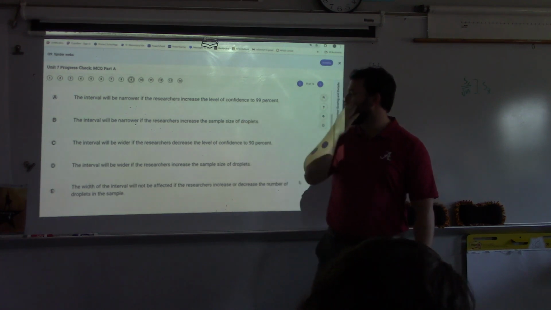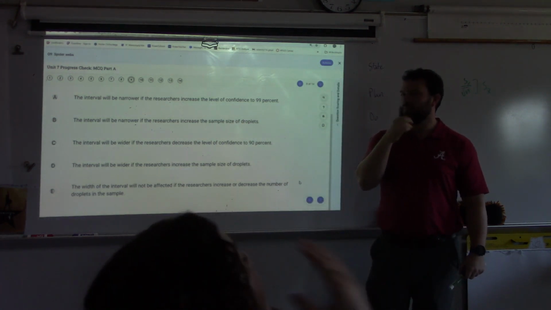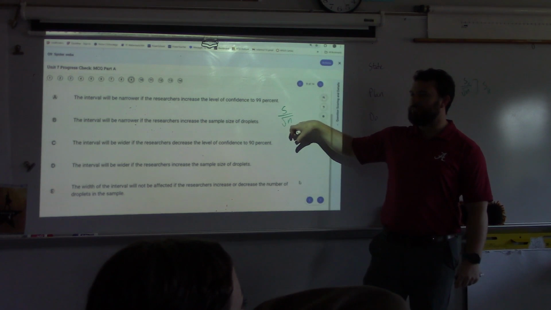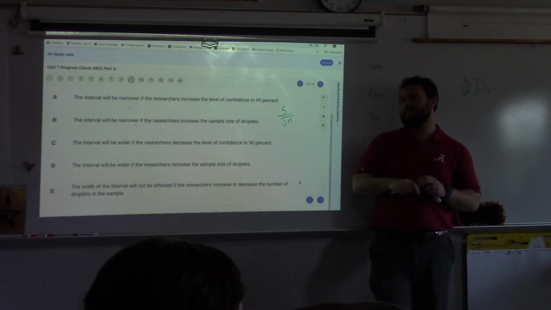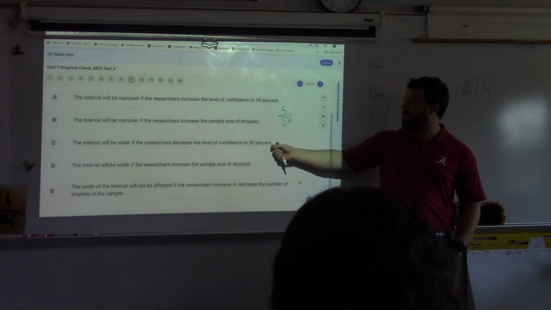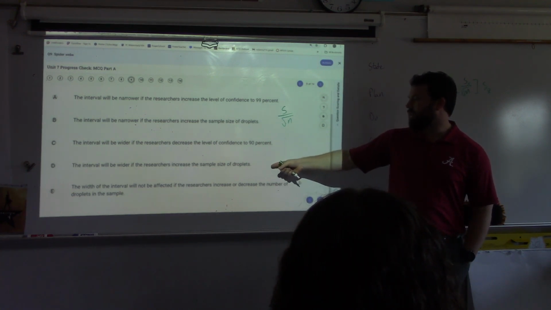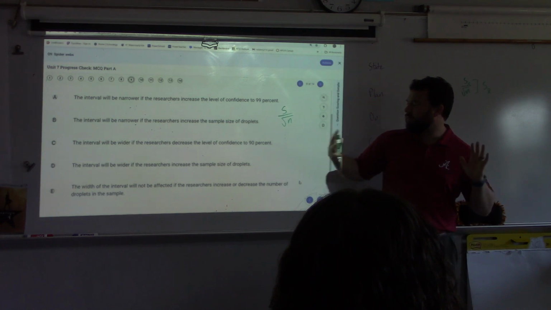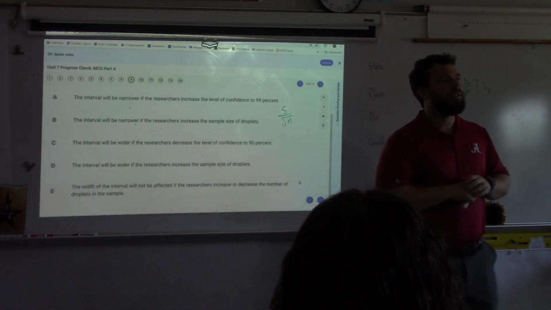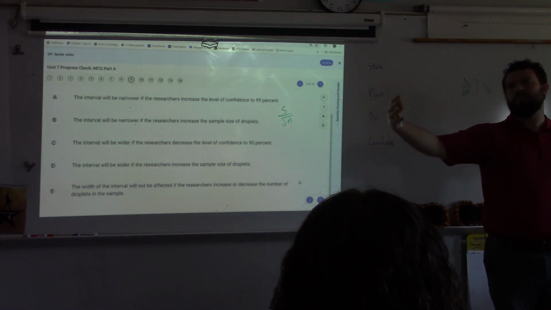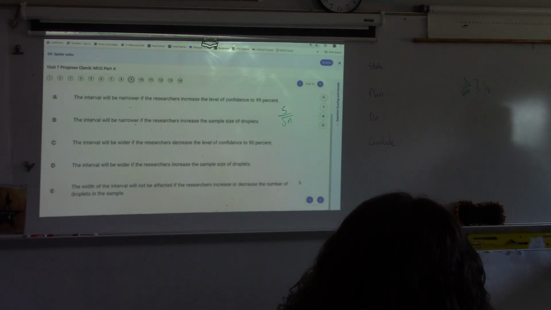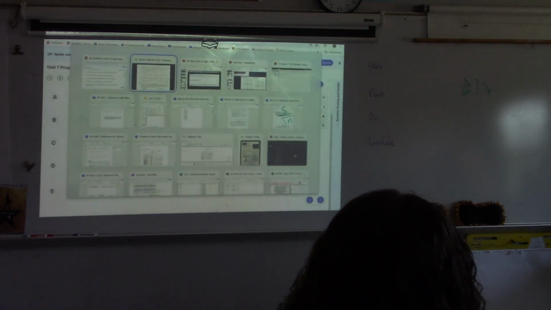The interval will be narrower if the researchers increase the sample size. Yeah. So Deacon, remember how with our standard error, we always divide by the square root of n. And if we're dividing by a larger number, it's going to decrease the interval width. Right? Yep. And so it'll be narrower if we decrease the level of confidence. If you increase the sample size, again, it'll make the interval narrower. And it's definitely not E. Questions about that one? So remember, higher levels of confidence widen the interval to make sure that we have a higher chance of capturing the parameter. An increase in the sample size decreases the margin of error because it decreases the standard error.